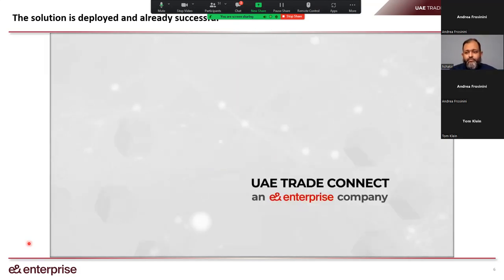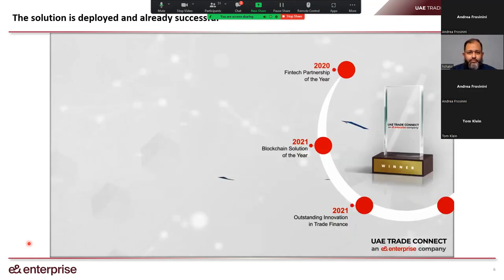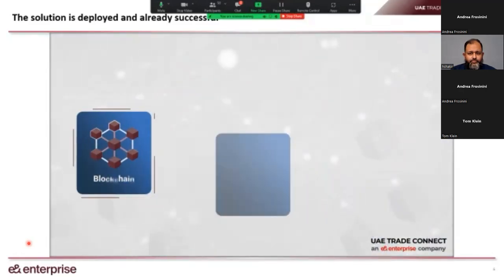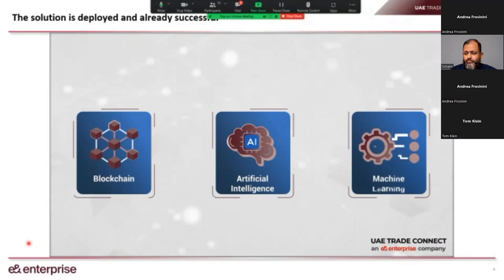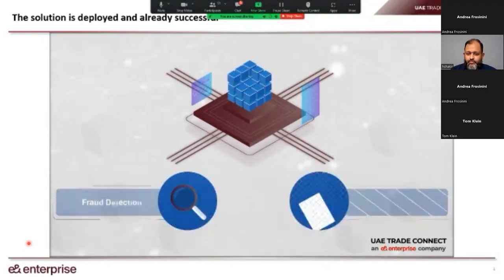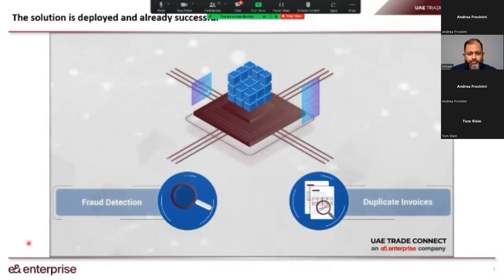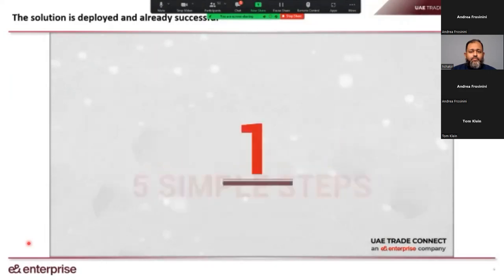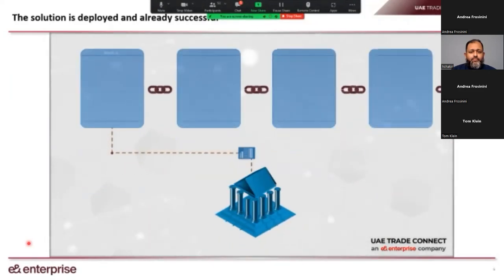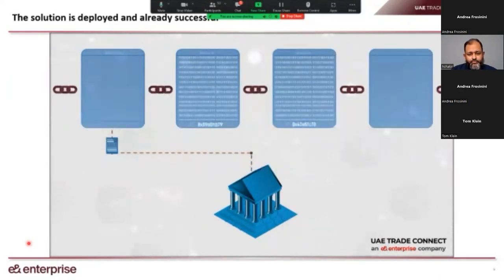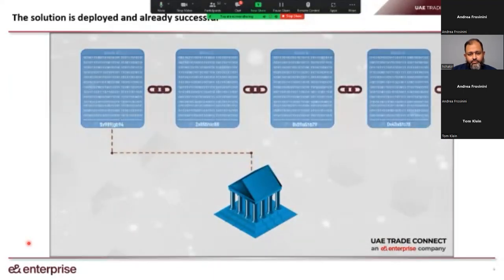UAE Trade Connect is an award-winning, consortium-led, first-of-its-kind digital national trade finance platform featuring cutting-edge technology based on blockchain, artificial intelligence, and machine learning technologies. The first use case offered on the platform is the fraud detection and identification of duplicate invoices financed by banks as part of their trade finance offering. Here is how UTC adds value through five simple steps. 1. A bank submits invoice information into our private permissioned blockchain platform through their node. 2.